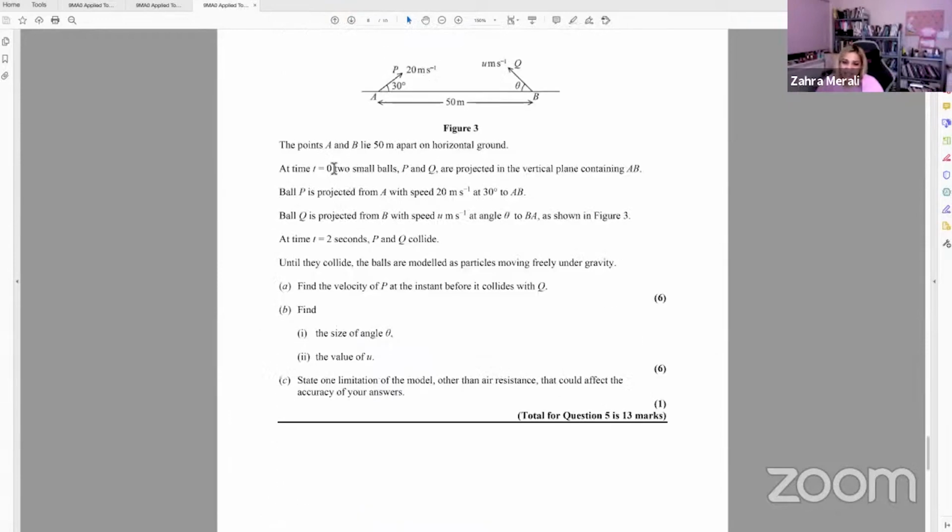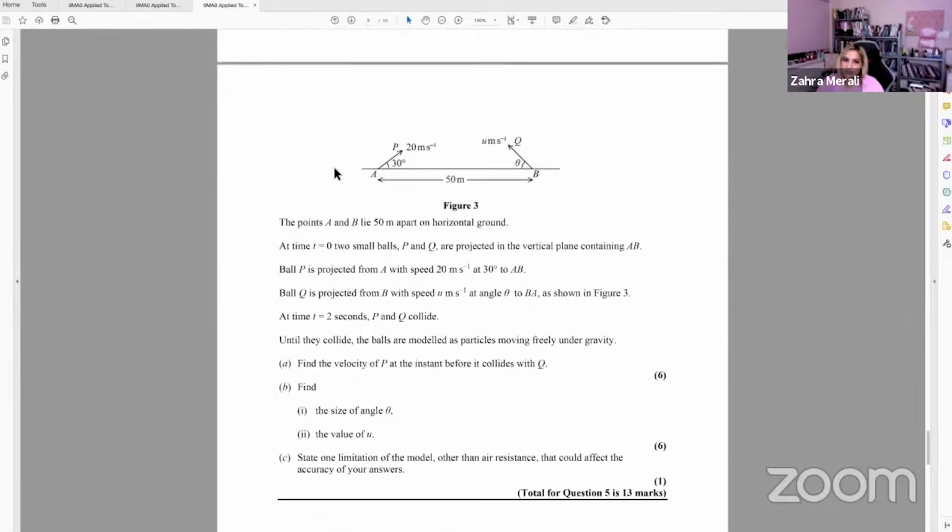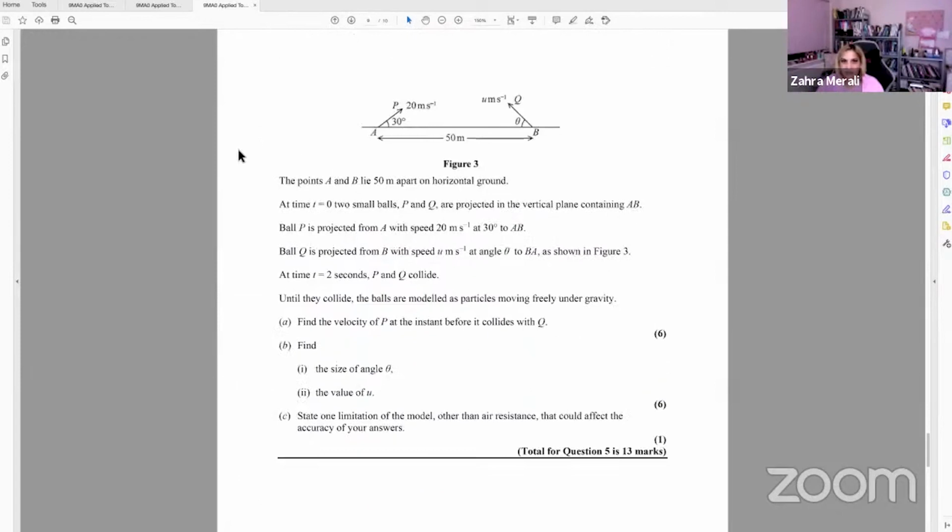Right. This is actually a really good question to make sure you understand. What we're going to do is consider P and Q separately, and then think about what combines them. So we've got the points A and B, two balls coming together, and they meet at some point. So let's think about what that means.